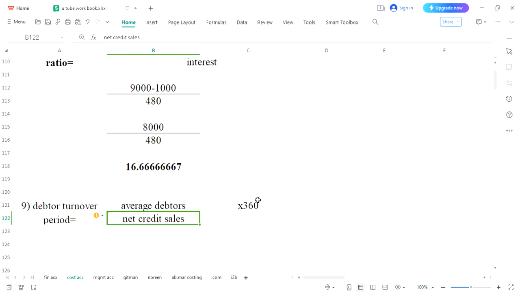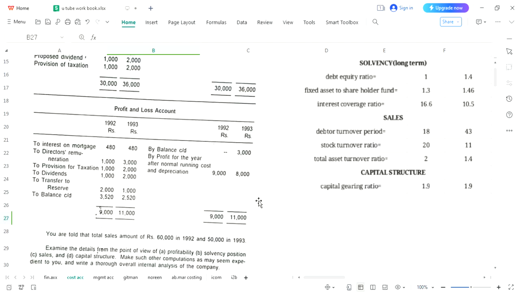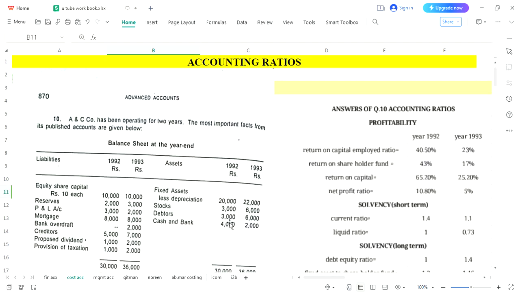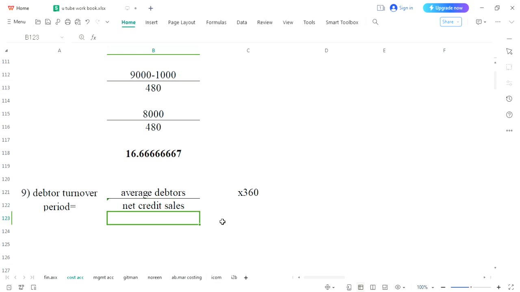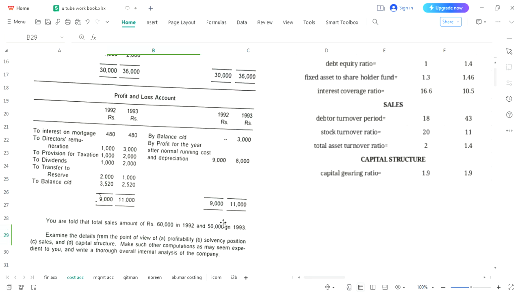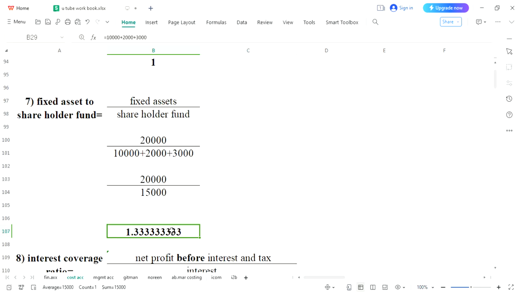First we will see how to get average debtors. Here is your balance sheet. Debtors are provided here, 3000. For the first year, there is no need to calculate average, so we will take 3000 as our debtors, and then we will see net credit sales. In our question, only sales of 60,000 is given. There is nothing else, no gross sales, no return. So these 60,000 would be considered as net credit sales.